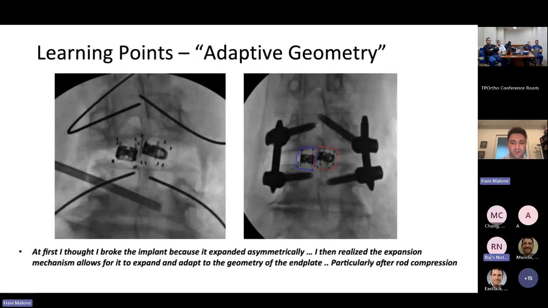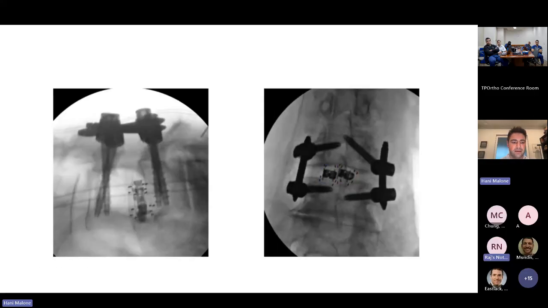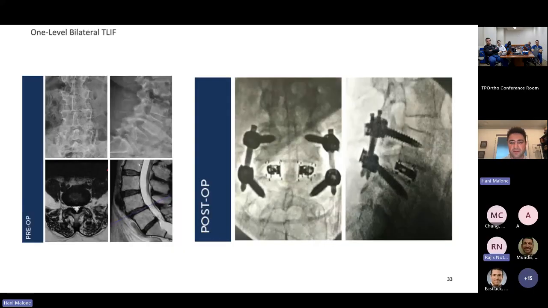That's what I'm trying to show here, just that the TLIF cage in this instance adapts to the geometry of the end plate. And I think it was a nice implant. It worked really well for me. And that's what it looks like. Didn't get a full reduction, but certainly helped the patient.